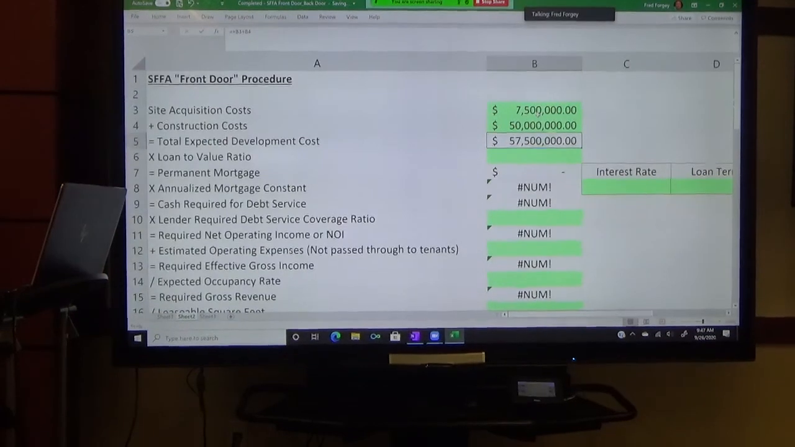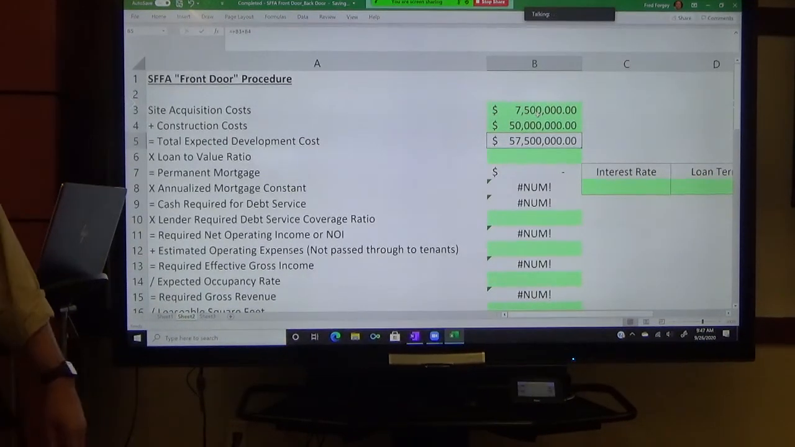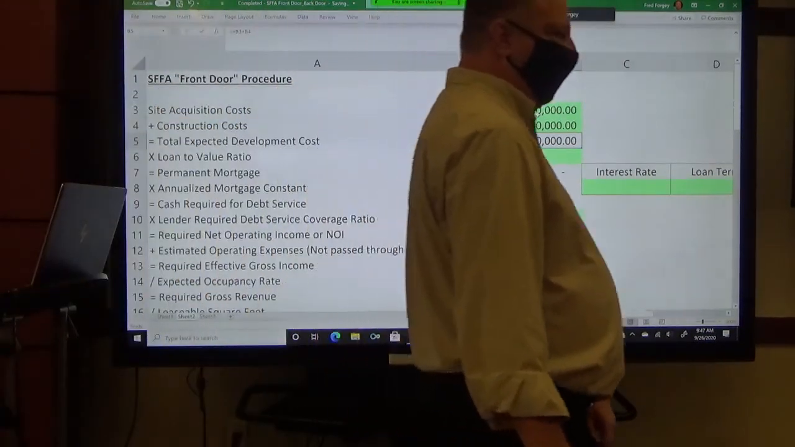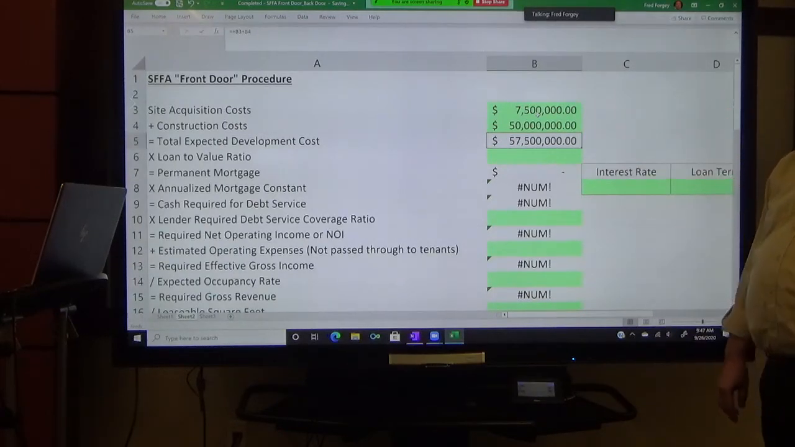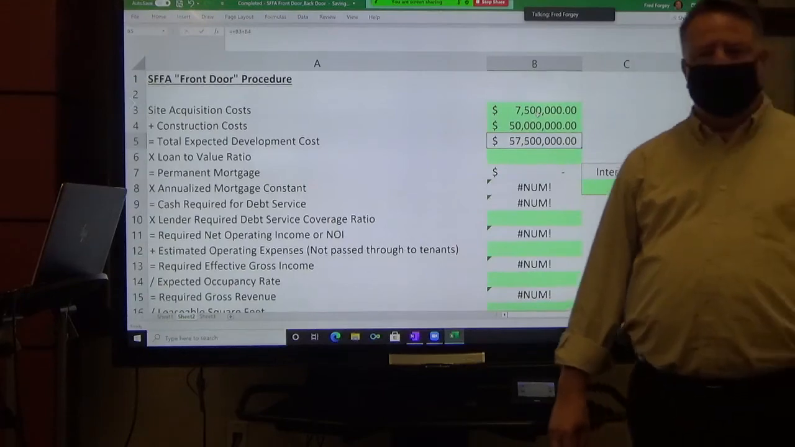Now, at this point, you can write all this down on your sheet if you want to. You don't have to at the moment. We'll come back and work through some other ones. Right now, I just want you to follow the logic train. All we've done is add two numbers together, land cost and construction cost, okay?